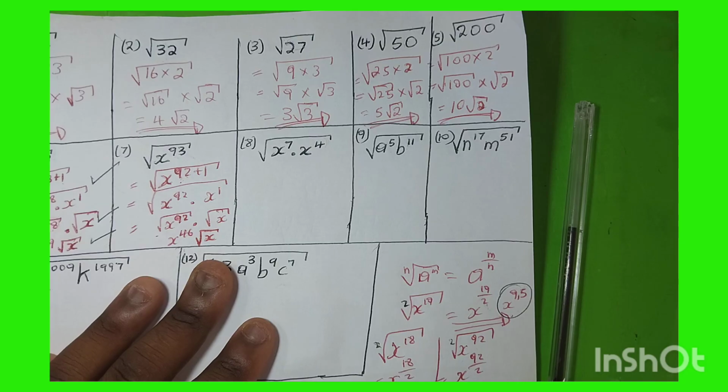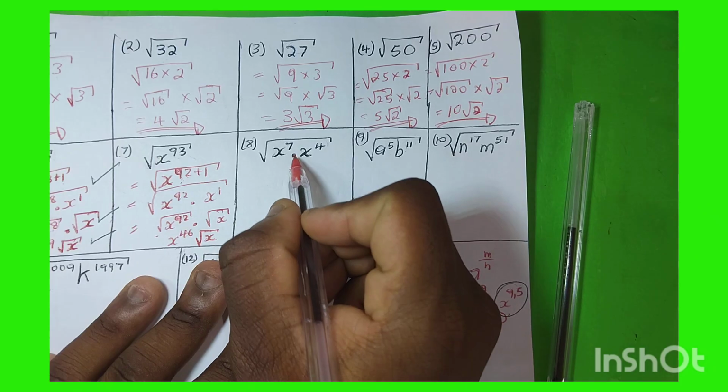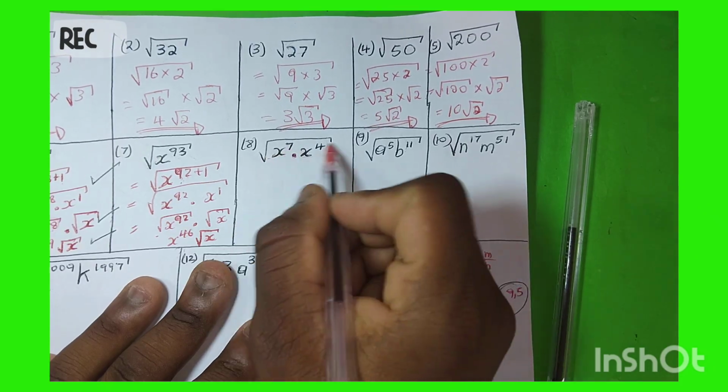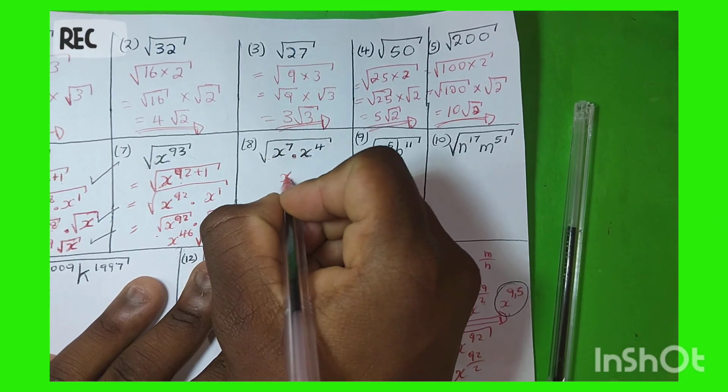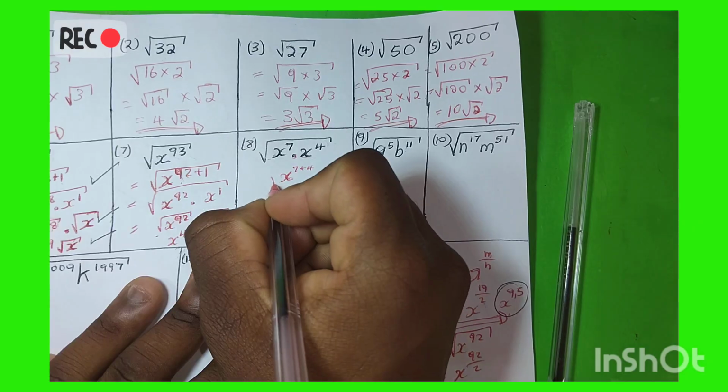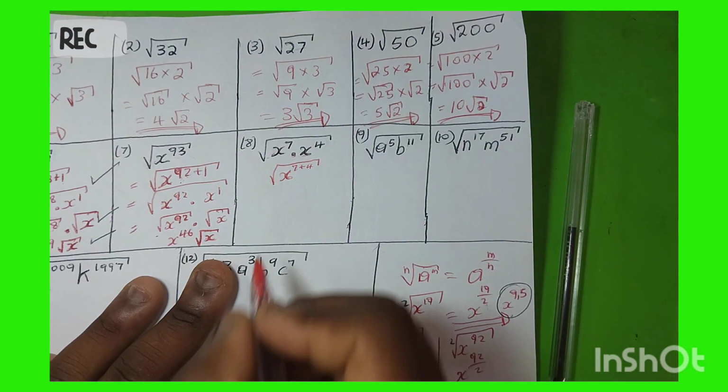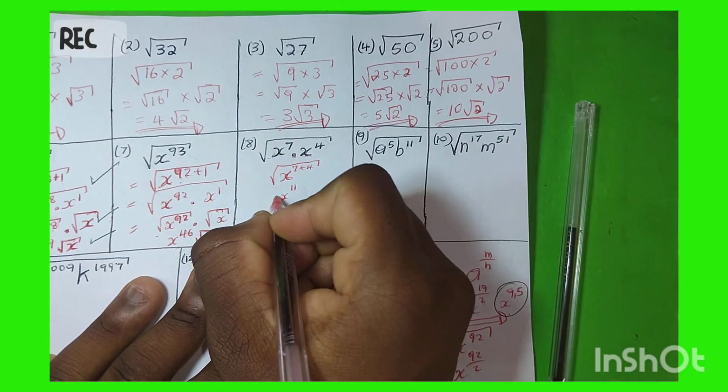There are many ways to kill a cat. Do you see this thing? And how can I kill this cat? The only thing that I will notice is that when I multiply the same base, I add the exponent, which is x to the power of 7 plus 4. Do you see? Which is 7 plus 4, it's 11 there.